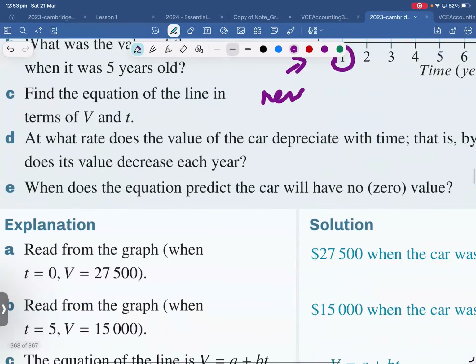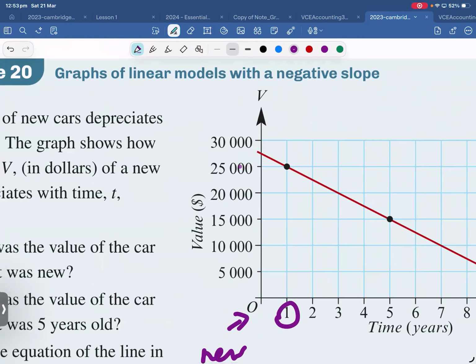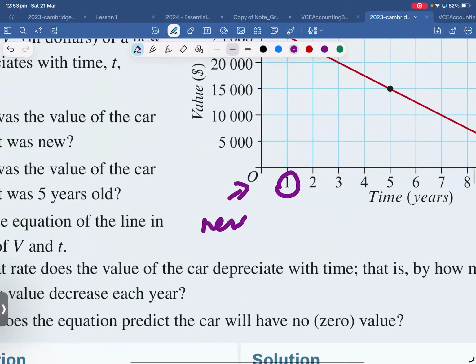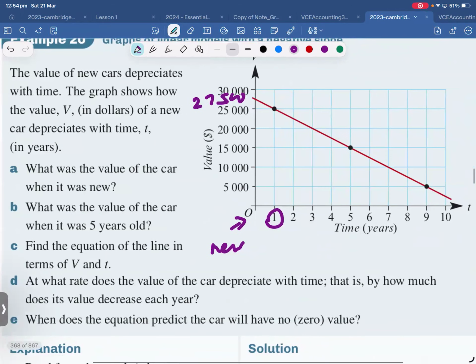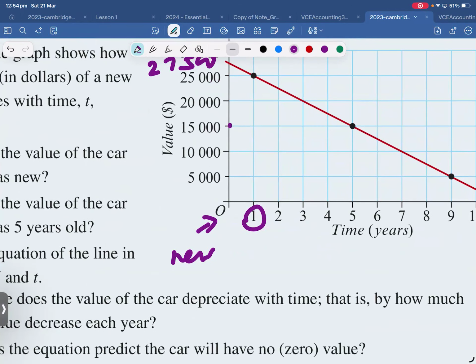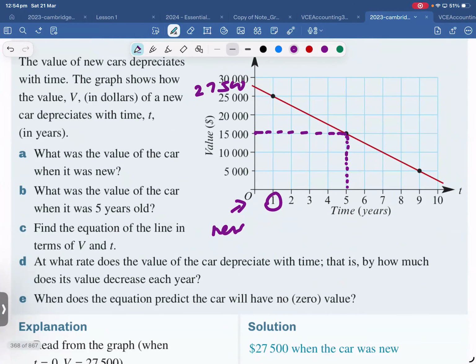Probably, yeah, 27,500. Just right in the middle of 30 and 25K. So 27,500. Then the value of the car when it was 5 years old. When it is 5 years old, how much? 15,000. Okay, that's 15,000.